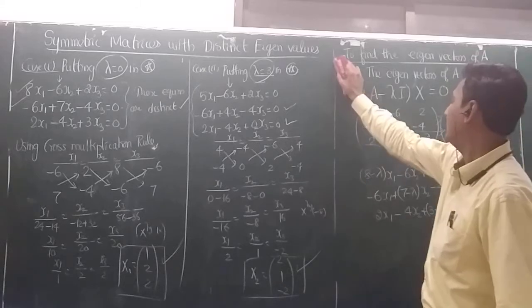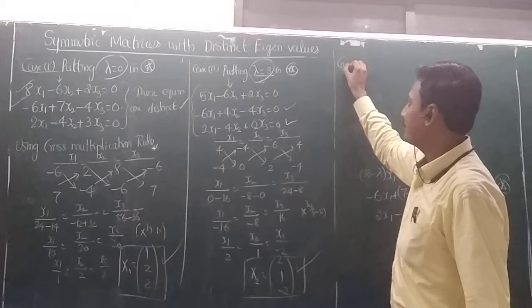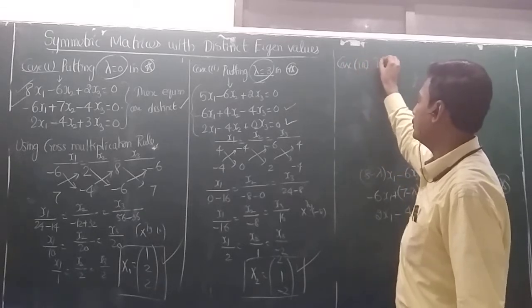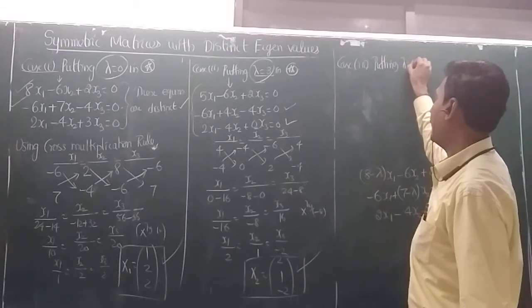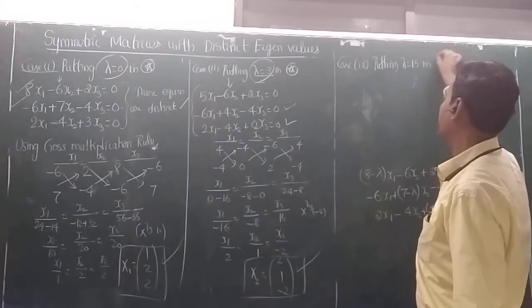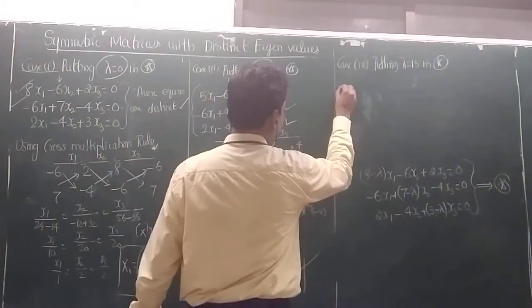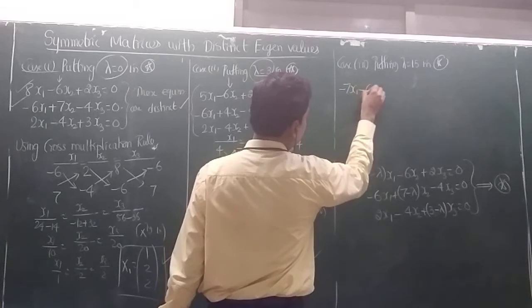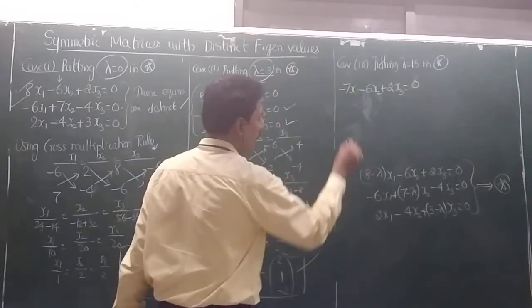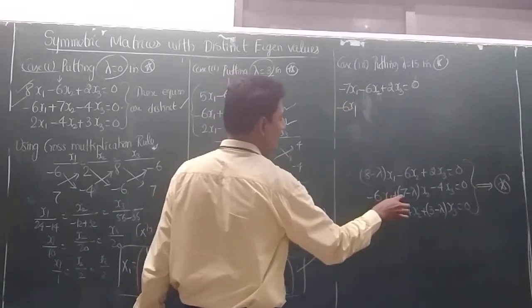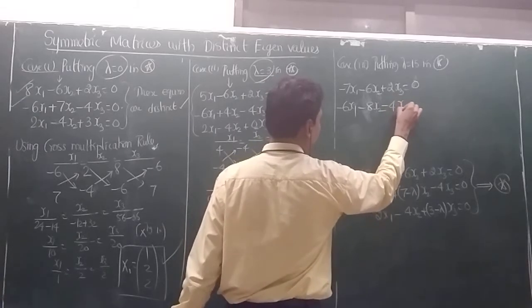What about the third one? The third one is nothing but 15. So case number 3, substitute lambda equal to 15. Putting lambda equal to 15 in the star equation, 8 minus 15 is minus 7, so minus 7x1 minus 6x2 plus 2x3 equal to 0. Second equation: minus 6x1 plus (7 minus 15) minus 8x2 minus 4x3 equal to 0.